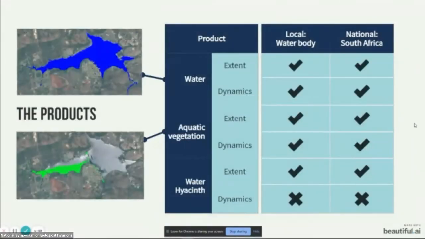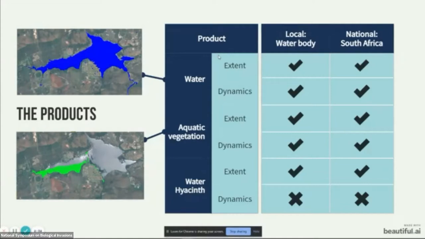The next thing I will do is consider the different Earth observation products that came out of the research paper. So we have two columns here. The column on the left is looking at local scale monitoring, and the second is your national scale monitoring, in this case, considering South Africa. On the left-hand side, we have three different products. So the water product, the aquatic vegetation, and water hyacinth.